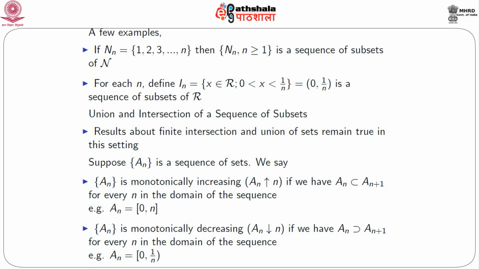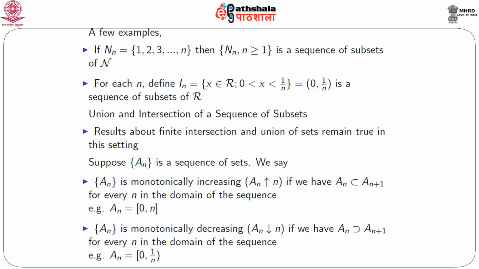Now, consider a few examples. Suppose I define N_n as the first n natural numbers 1, 2, 3 up to n. Then this N_n is a sequence of subsets of script N, the set we defined earlier. For each n, we can define an interval I_n, where we say that it is the set of all x belonging to the real line such that x lies between 0 and 1/n. So, this is nothing but the open interval (0, 1/n). This is a sequence of subsets of R, the real line.